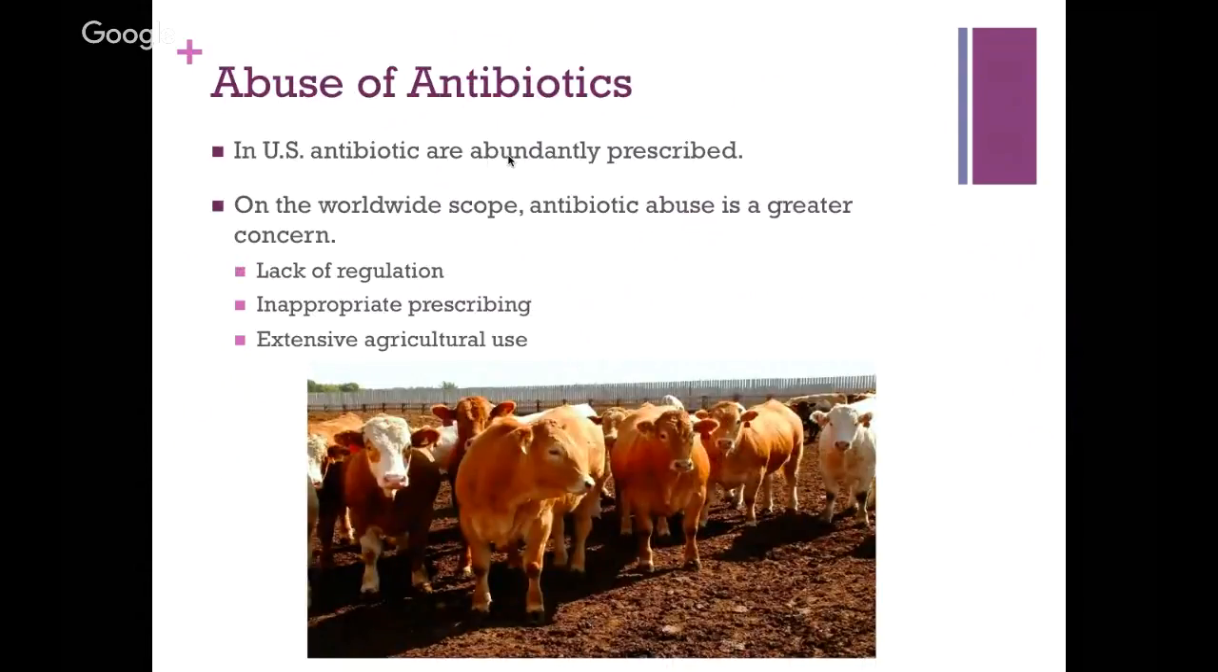I just explained the mechanism of bacterial evolution, how antibiotic resistance occurs, but why it occurs is mainly because of abuse of antibiotics. It's becoming more prevalent because they're being abused. In the US, antibiotics are abundantly prescribed, and I'll show you a map in this next slide that portrays that point. On a worldwide scope, antibiotic abuse is a greater concern. Lack of regulation is an issue. There are a lot of countries where prescriptions aren't required for antibiotics. You can just get them over the counter. They're cheap and easy to access.